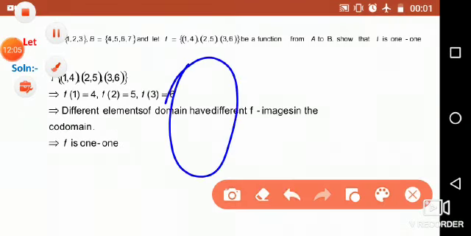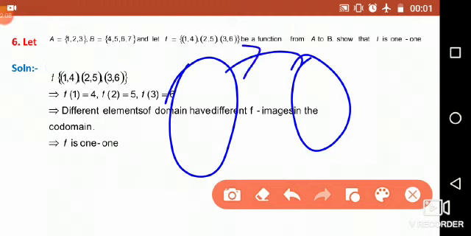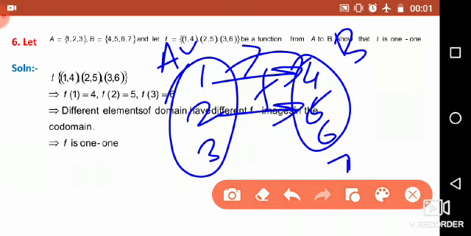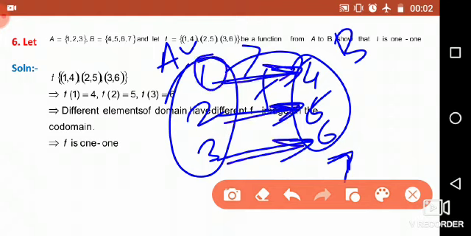There are two non-empty sets, and there is a mapping f between these two. The elements of the domain are 1, 2, 3. This is the set A. The other set is B, which contains the elements 4, 5, 6 and 7. Here it is given that the image of 1 is 4, the image of 2 is 5, and the image of 3 is 6, while 7 is also there in the codomain. Therefore, every element of the domain has a different image in the codomain. Therefore, this function is called a one-one function.